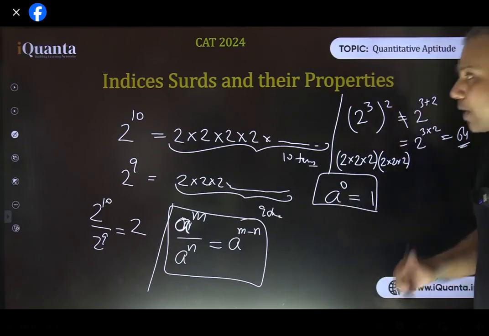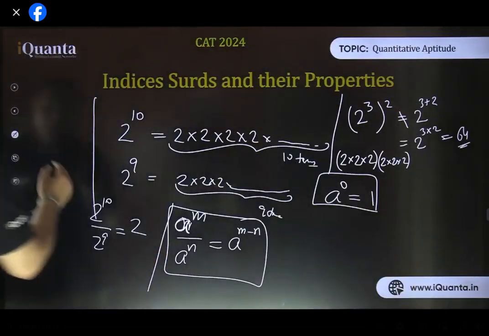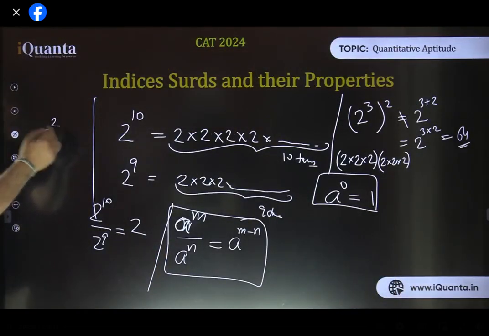Is it clear? Okay, one more last thing here, which I would like to discuss. 2 power 3 power 2. How much is it? Yes, now it is 2 raised to power 9. This is not 2 raised to power 6, Ankita. It is not 2 power 6.